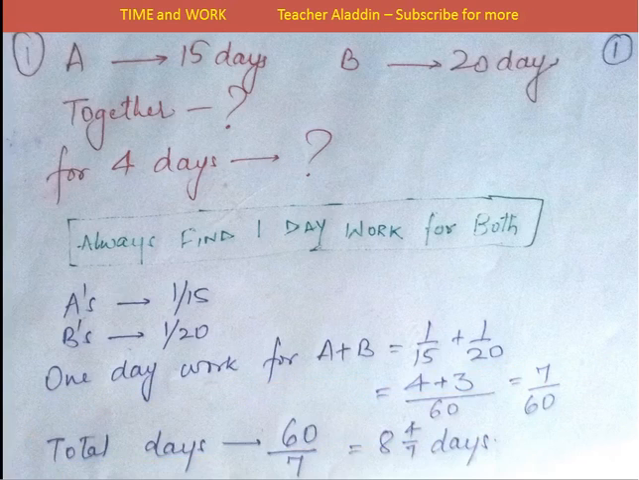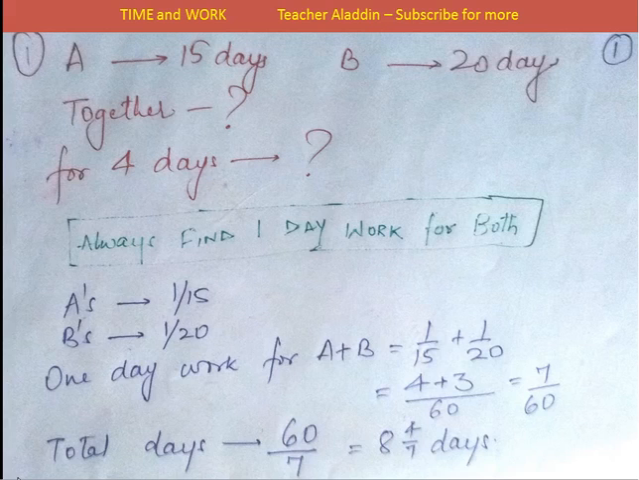Let us understand. When you take LCM, 60 would be the LCM, 4 plus 3, 7 by 60. Now 7 by 60 of the work is completed by both of them in one day. What does it mean? Again, in the next slide we'll understand.